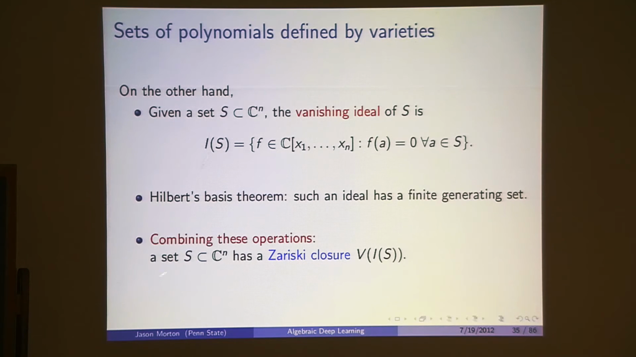I can combine these operations. If I have a set in C^n, I can take its Zariski closure, which is: start with the set, take all the polynomials that vanish on it, and then take all the points on which those polynomials vanish. So that's a closure, and I get a topology called the Zariski topology.